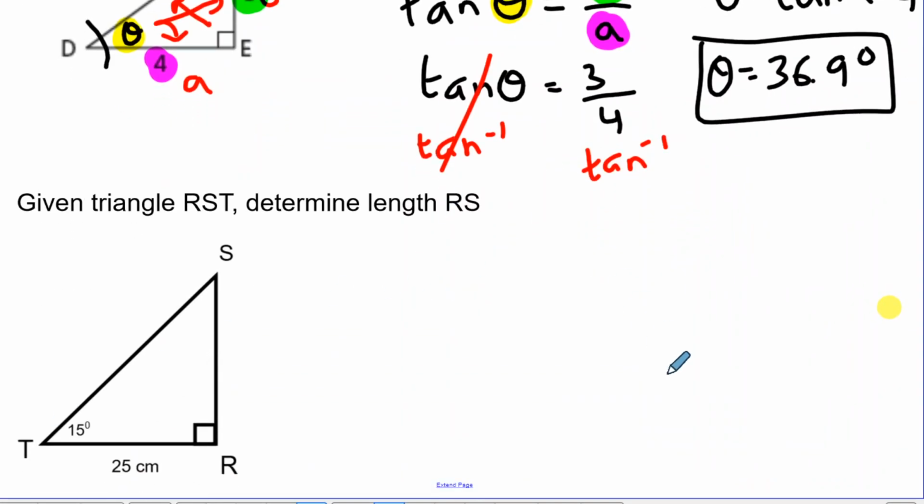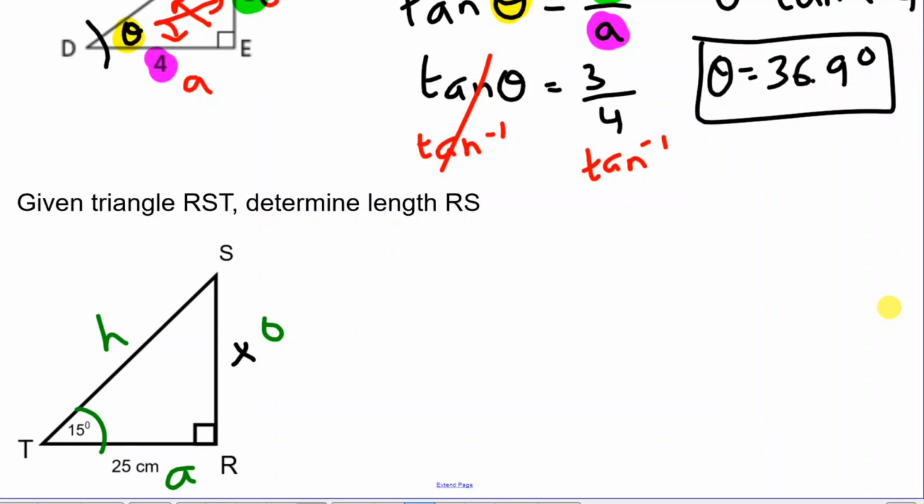What if we need to find a side length? So we're here trying to determine length RS. So that's the length here going from point R to point S. Again, we want to label our triangle. They've given us an angle this time, so let's use that as our angle of reference. So from the 15 degrees, my unknown side is my opposite. This bottom side is my adjacent. The longest side is my hypotenuse.